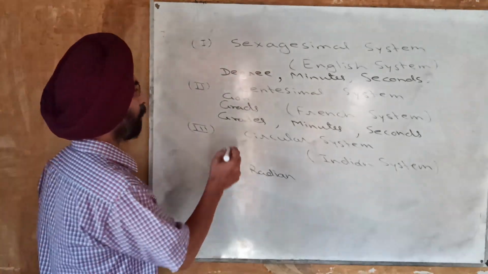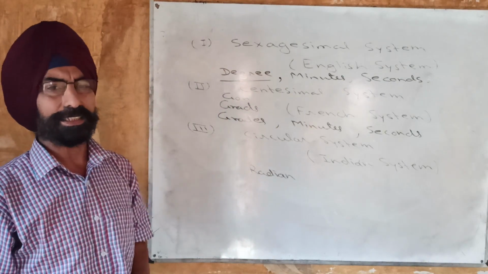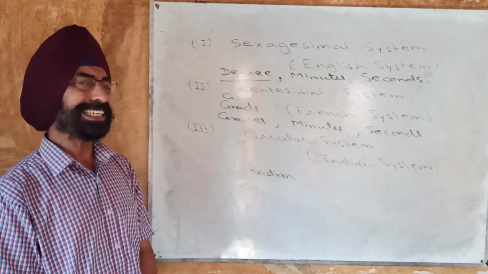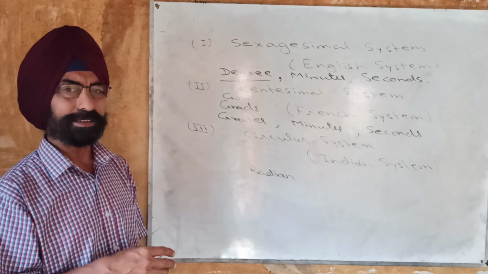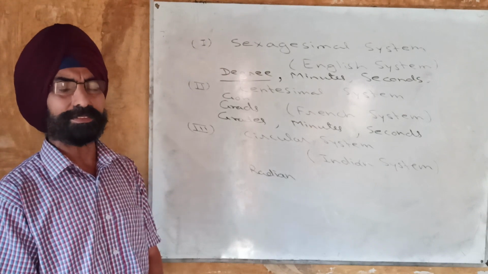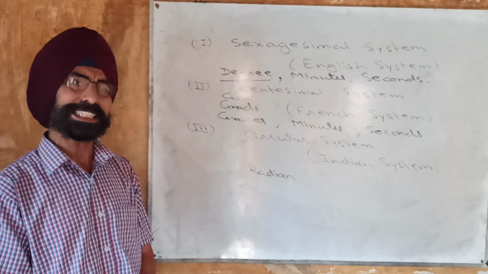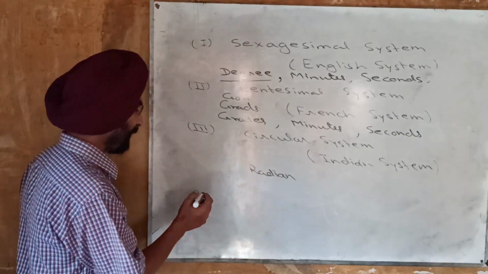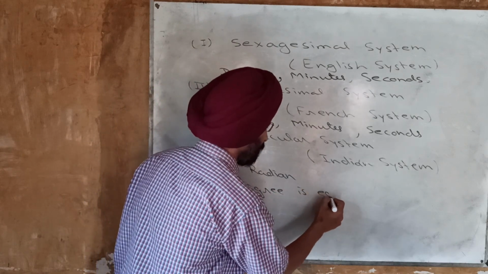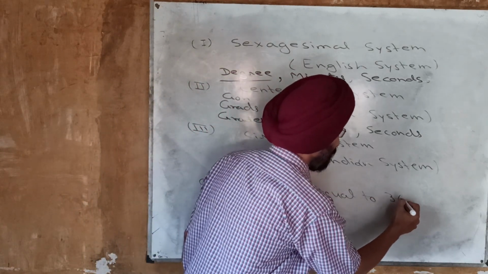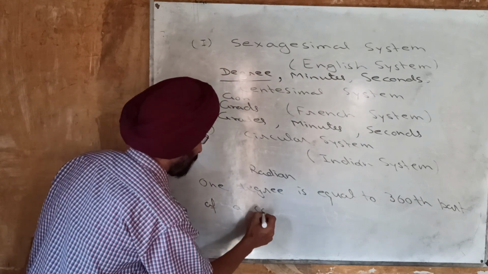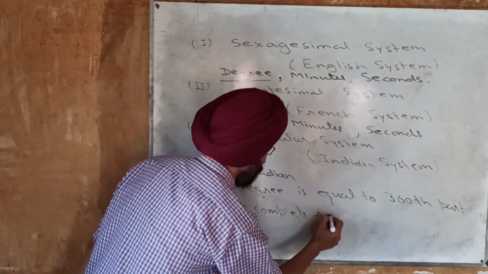Now, we define what is a degree, what is a grade, what is a radian. First, we will talk about degree. So, what is a degree? What is the measurement that is equal to 1 degree? As angle is the measurement of rotation, one complete revolution divided by 360, that means the 360th part, is called a degree. So I write: 1 degree is equal to the 360th part of a complete revolution.